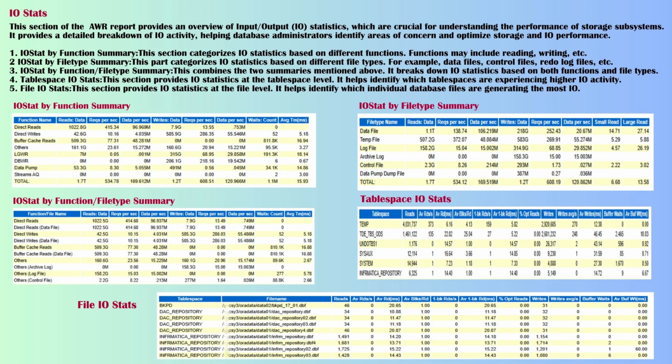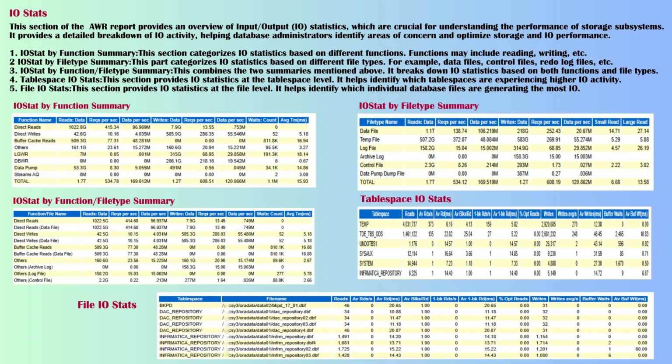File I/O Stats. This section provides I/O statistics at the file level. It helps identify which individual database files are generating the most I/O. It's valuable for pinpointing specific files that might be causing performance issues.